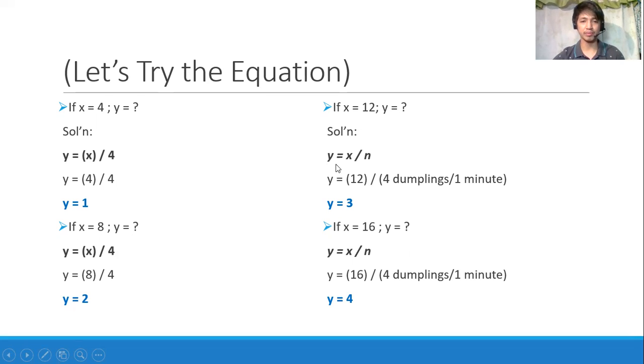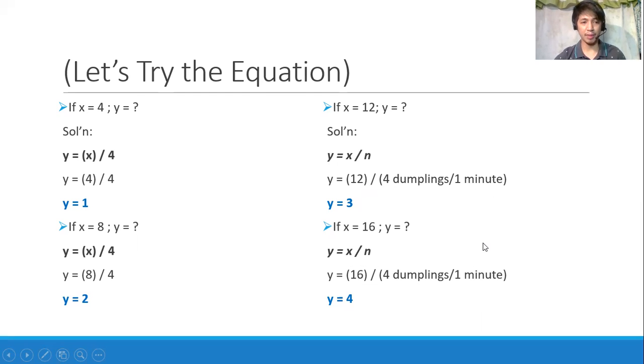For the solution, y is equal to x over n. Y is equal to 12 divided by 4 dumplings per minute. So 12 divided by 4 will give you 3. And then if x is equal to 16, what will be the value of y? Y is equal to x over n, so y is equal to 16 divided by 4 dumplings per minute, and that will give you 4.